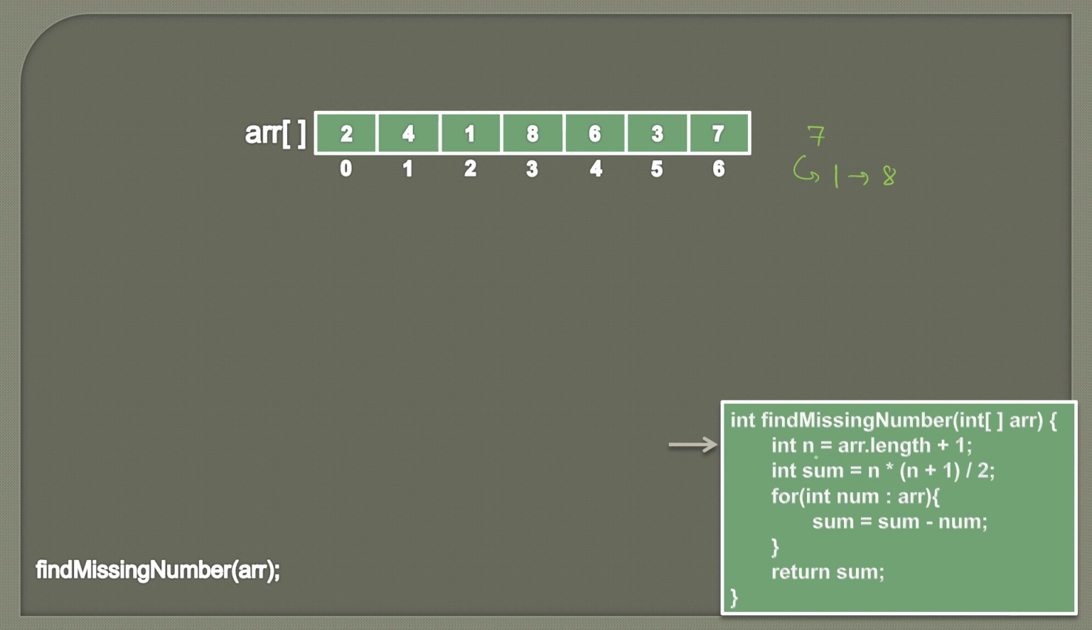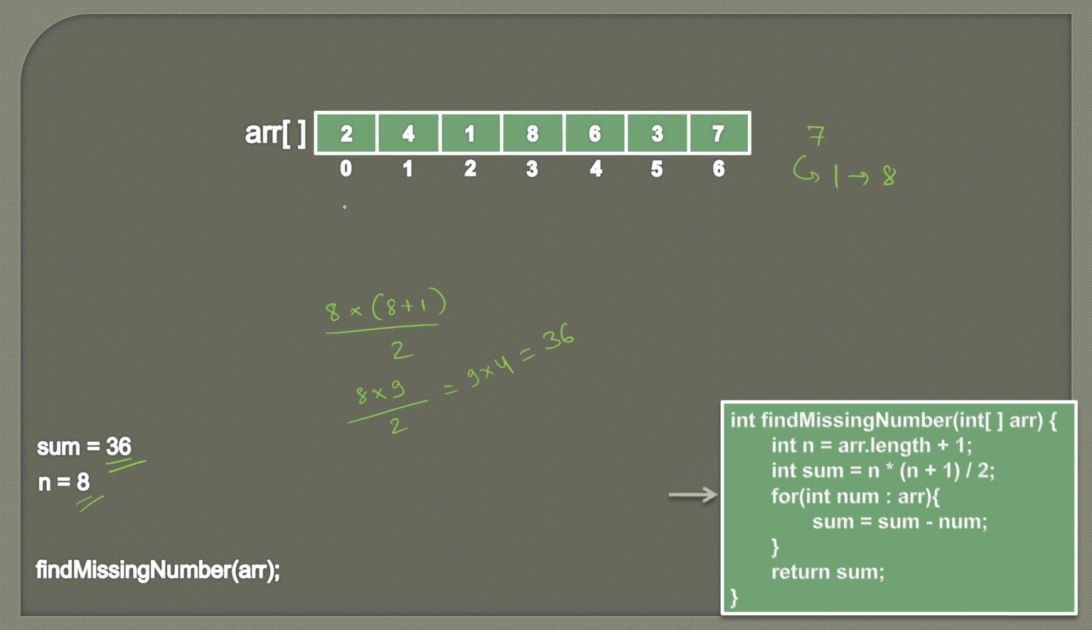So first we evaluate total number of elements present in the range. So if we do array.length, we will get the numbers present in this array, and if we do +1, because this array doesn't have that number which we need to find, so we simply add 1. So n will be 8, and now we will use the formula and calculate the sum. So it will be 8 into 8 plus 1 by 2. It will give us 8 into 9 by 2, which is 9 into 4, which is 36. So sum will be 36.